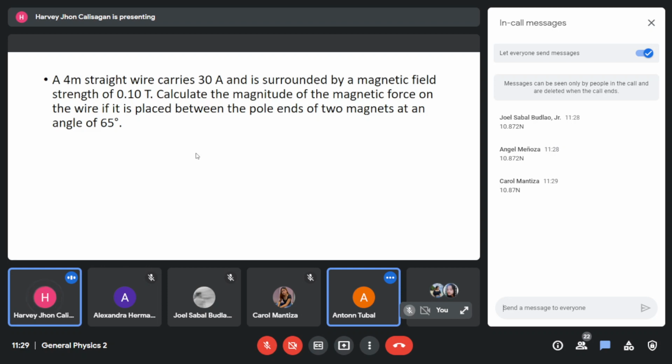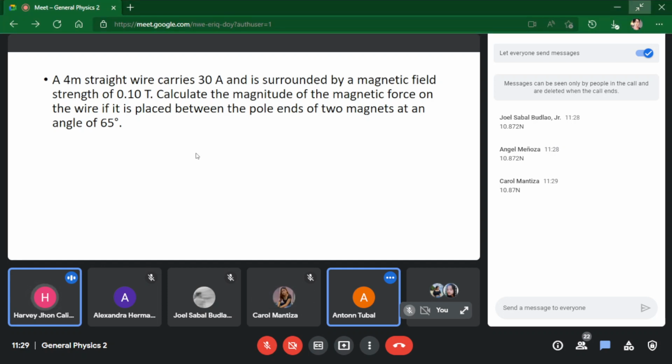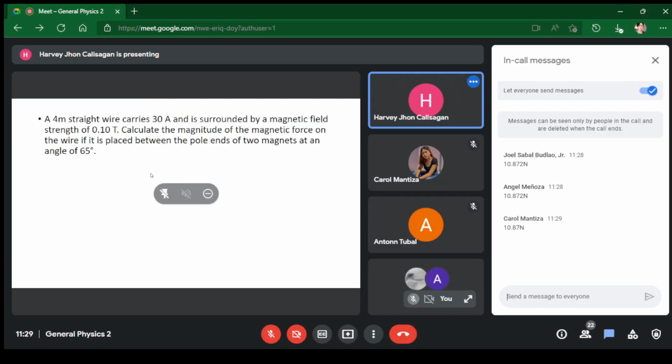So very simple, because all we need to do is to multiply everything. We have 4 meter times 30 ampere times 0.10 Tesla times the sine of 65 degrees. So our answer now is 10.87 or 10.88 Newton. Newton, because it's a force. Are we having the same answer? How about the others?